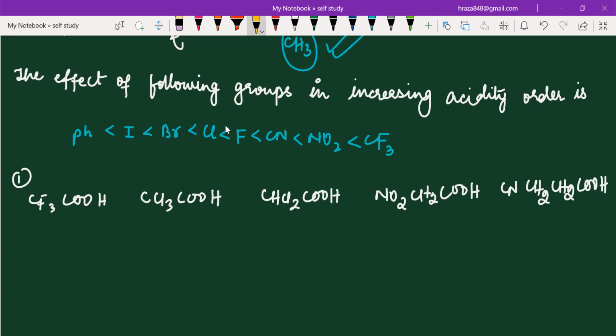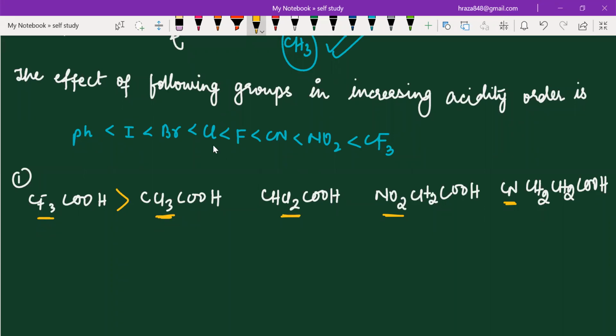Sir, 2 3 1 5 4. I think this is CF3, this is CCl3, this is CHCl2, this is NO2, and this is your CN. So CF3 is the most acidic, yes or no? Yes, okay, sir.